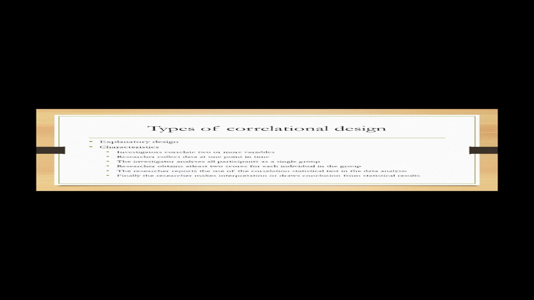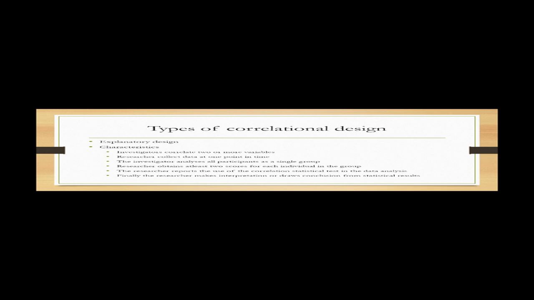We have different types of correlational design. We have two important types. One is explanatory design. Speaking of explanatory design, this is a correlational design in which the researcher is interested in the extent to which two or more variables covary. That means changes in one variable are reflected in changes in another variable. So if you have x relates to y, then if you change x, then y changes. That type of design, that type of research, we call it explanatory design.